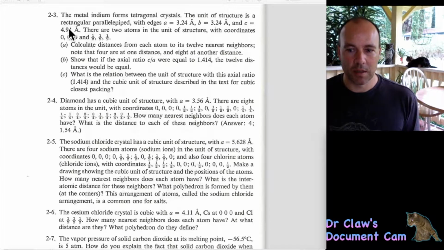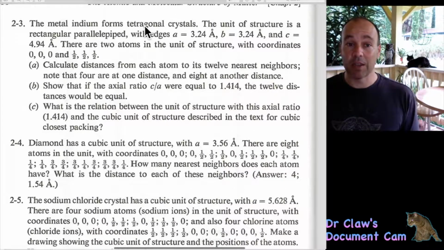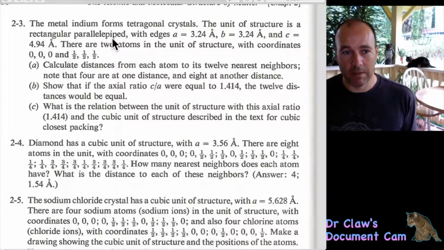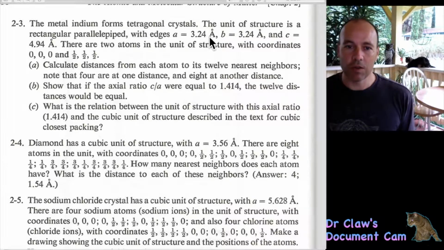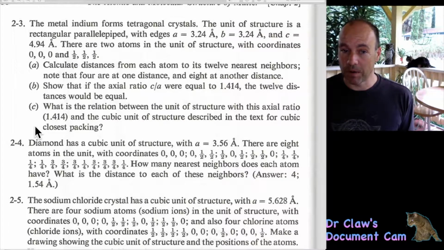The question says, the metal indium forms tetragonal crystals. We'll talk about that in a second. The unit structure is a rectangular parallelepiped with edges A is 3.24 angstroms, B 3.24, and C 4.94. There are 2 atoms in the unit structure with coordinates 0, 0, 0, and 1/2, 1/2, 1/2. And this problem is in 3 parts. So we'll take a look at these 3 parts in a moment.